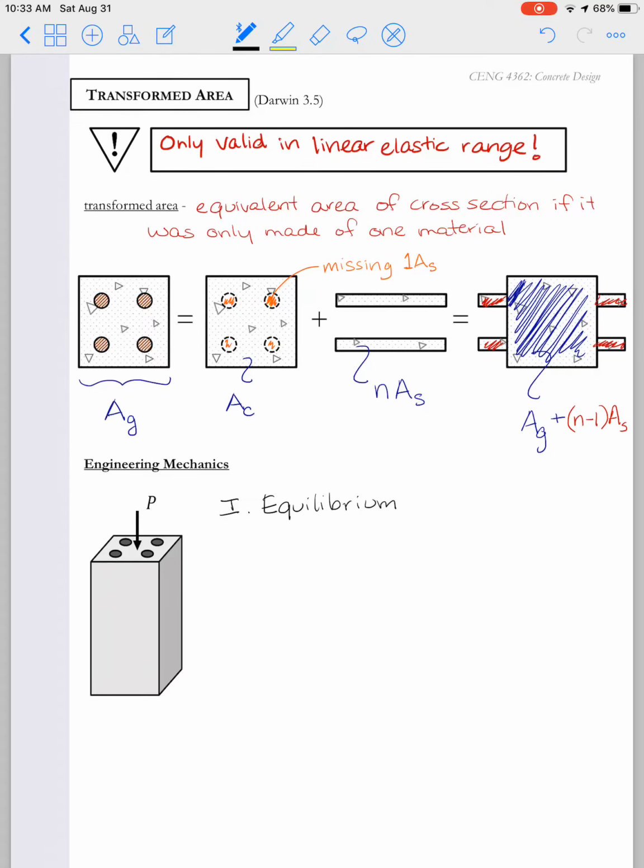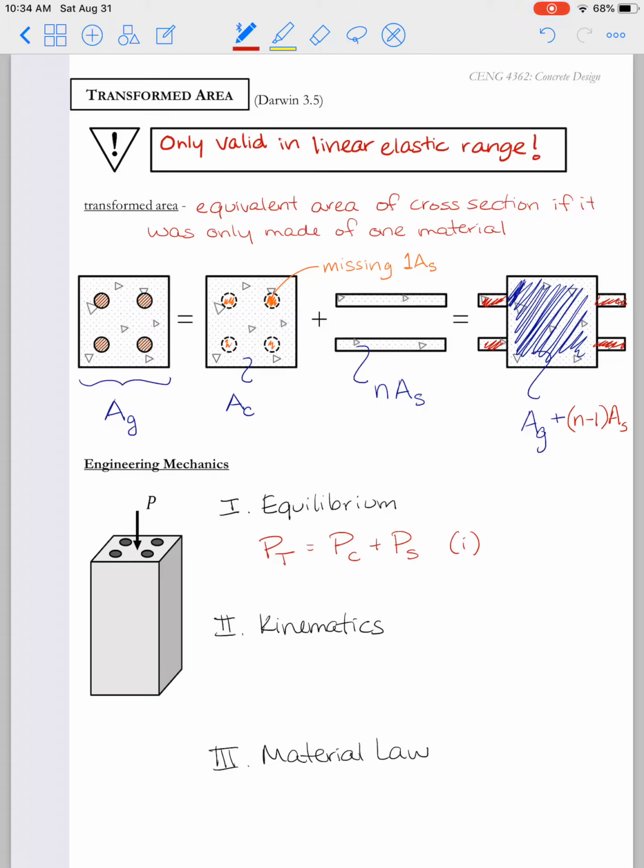All right, if we recall back from mechanics and materials, I have taught you that basically we can solve any engineering problem using these three items: equilibrium, kinematics, and material law. Equilibrium, we relate the forces. So in our particular application with this force on the concrete column, we'll say that the total force equals the force in the concrete plus the force in the steel.